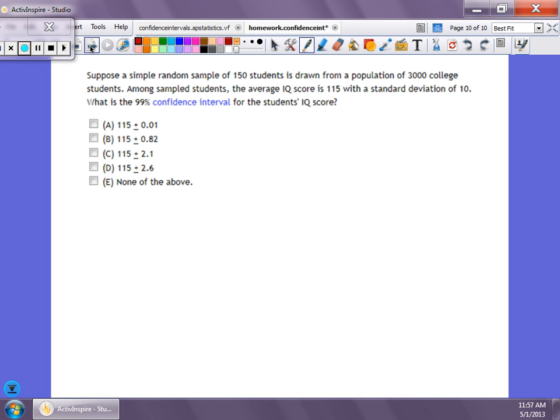The next problem, suppose a simple random sample of 150 students is drawn from a population of 3,000 college students. Among sampled students, the average IQ score is 115. The sample size isn't that large. It's big, but not super big. And we're dealing with means, not proportions. Therefore, this will be a t-distribution problem. And we need to identify the correct t critical value. Remember, our degrees of freedom will be sample size minus 1. So our sample size is 150, minus 1, our degrees of freedom will be 149. Once we have our t-star, we just need to fill it in.